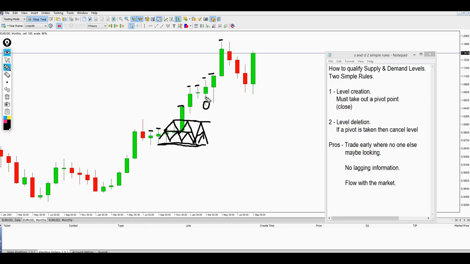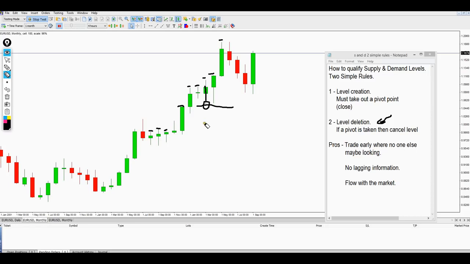Now if this pivot low, and once this candle has closed here, right here, this level is no more if price breaks this pivot point. So I can't use this level. So the level is deleted right here. If a pivot point is taken out, then cancel the level. So as soon as you see this, this has pretty much got to go. No longer a level. Okay, and that's it.